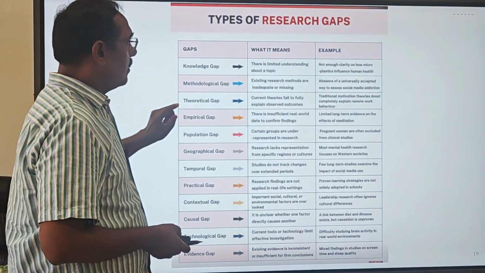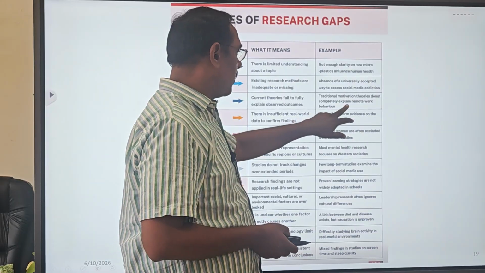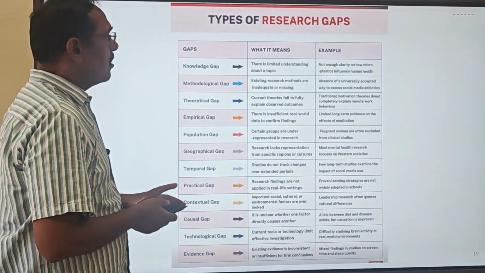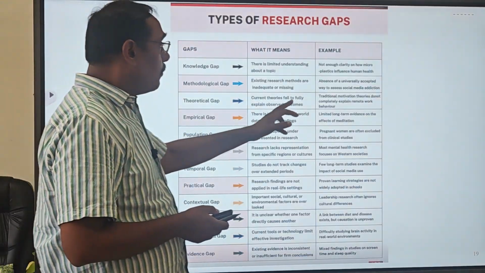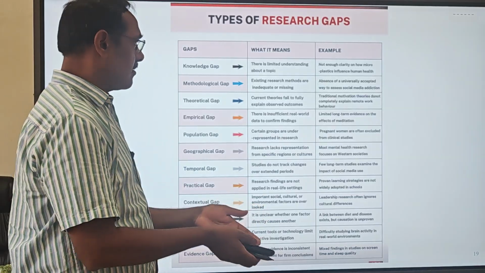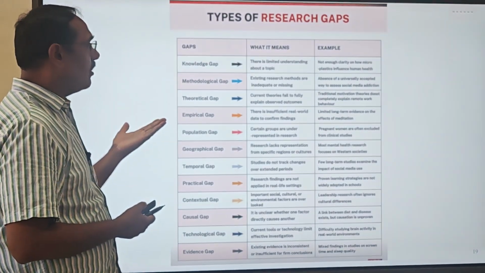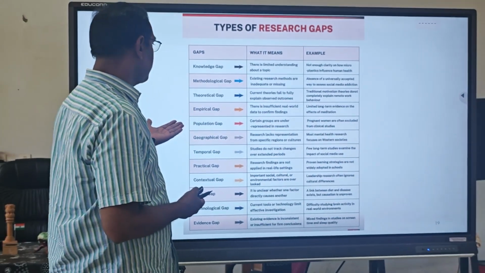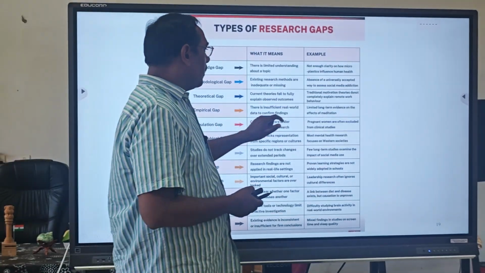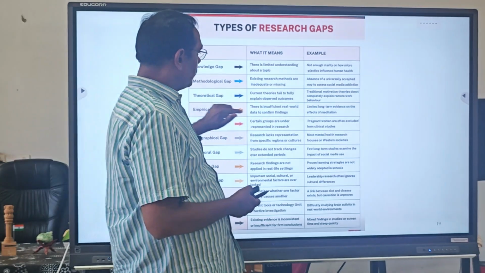Theoretical gap: traditional motivation theories do not completely explain remote work behavior. So traditional motivation theories do not completely explain remote work behavior. So, not working in an institution like this, but working at home. Working at home, we cannot see the application of motivational theories. And empirical gap: limited long-term evidence on the effects of meditation. So it's an empirical gap.